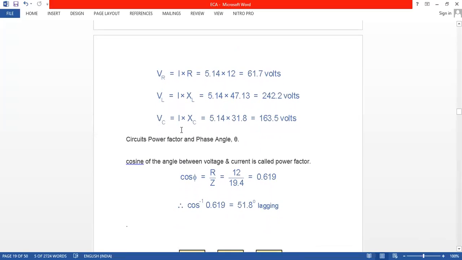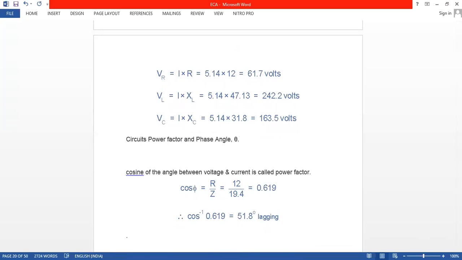So what is this power factor? Circuit power factor. All of you remember this word. Power factor explains the quality of power. So remember what I am writing. What is the meaning of power factor? Power factor explains quality: how much quality of power is transferred to your house?